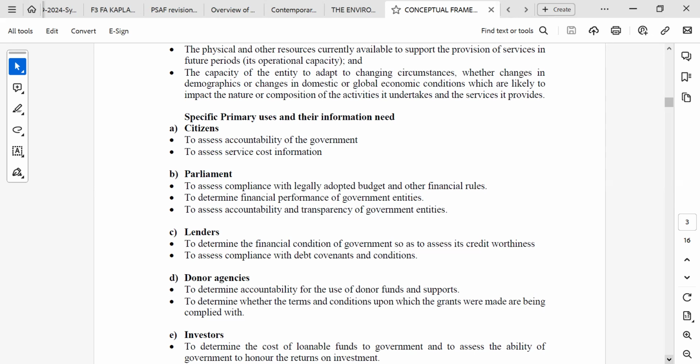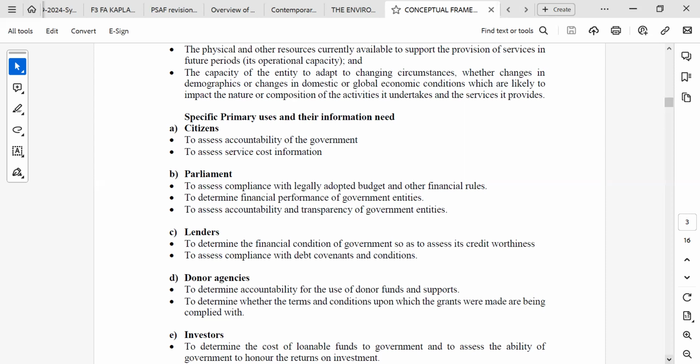This is to determine whether the terms and conditions upon which the grants were made are being met. I've used this one in the explanation of the other ones already. So instead of Accra to Kumasi, you are now using it for Takoradi or something like that.